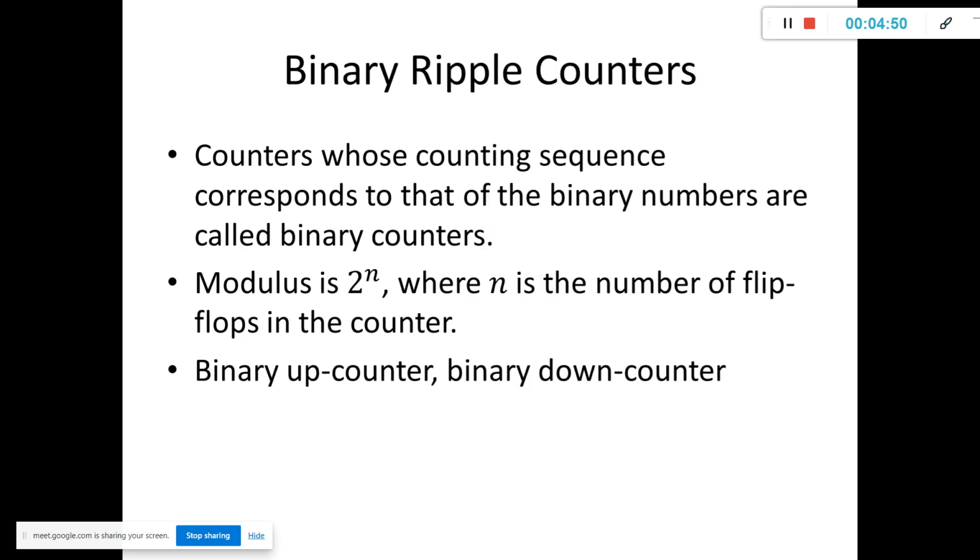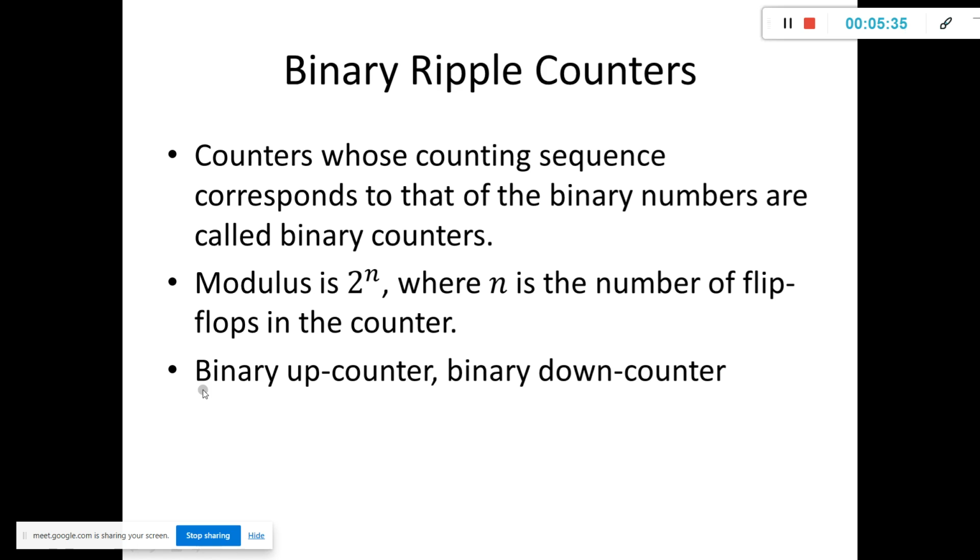So binary ripple counter. Counters whose counting sequence corresponds to that of binary numbers are called binary counters, meaning the counting sequence has a binary number sequence. Binary numbers means 000, 001, 010, 011. Those are all binary numbers. The modulus is 2 raised to n, where n is the number of flip-flops in the counter.